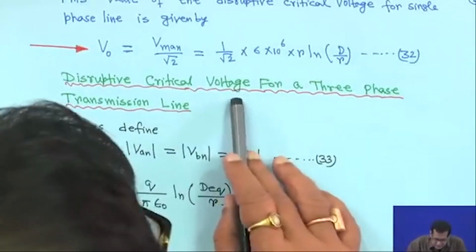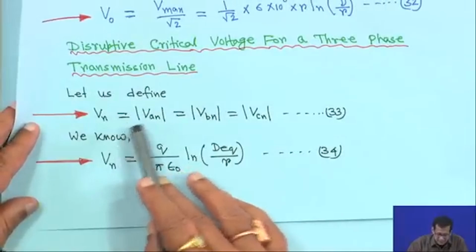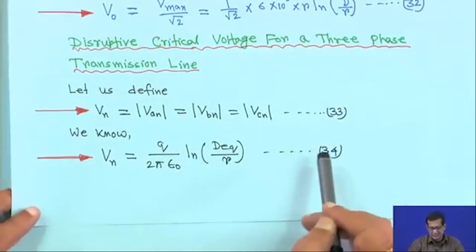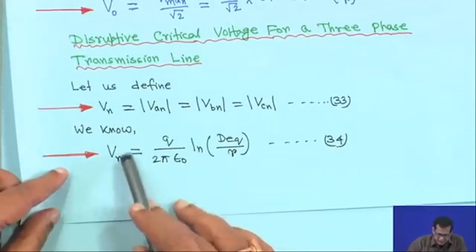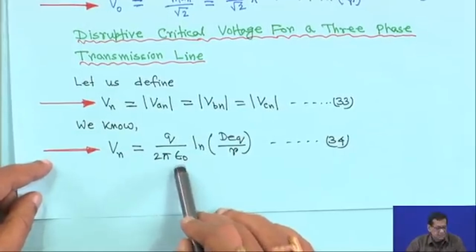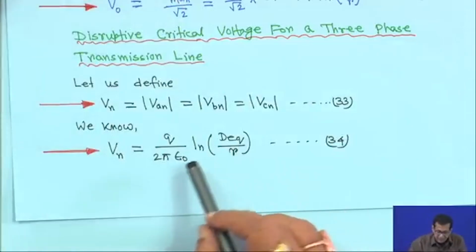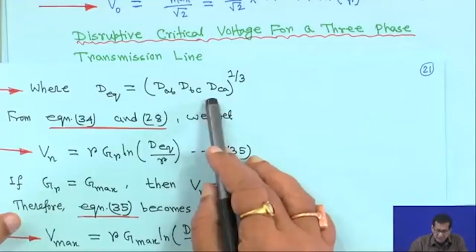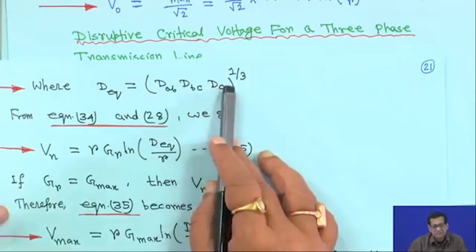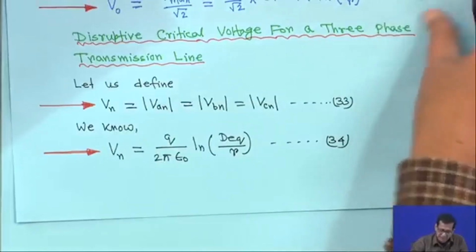Next is disruptive critical voltage for a 3-phase transmission line. Now, let us define the magnitude Vn is equal to Van is equal to Vbn is equal to V, their magnitudes are the same. This is equation 33. Now, we know that Vn is equal to q upon 2 pi epsilon 0 ln dq upon R. This we have seen. Where dq is equal to dab dbc dca to the power 1/3. This we have seen in the capacitance chapter. Therefore, we know that q upon 2 pi epsilon 0 ln dq upon R.